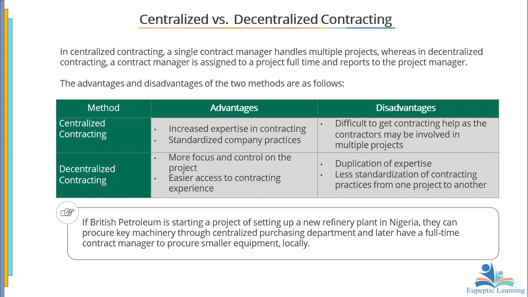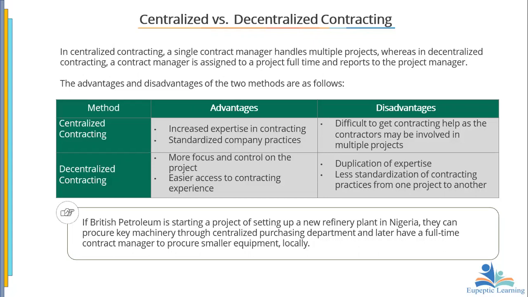What is the difference and what is the advantage in here? With centralized contracting, there's an increase in expertise as far as the knowledge of contract is concerned, because you are not managing only one project, you are managing a lot of projects. Now, the other thing is that there's what we call standardized company practices. Since there's one contract manager managing all those several projects, there tends to be a certain standard for which these projects are managed, even though depending on the size.